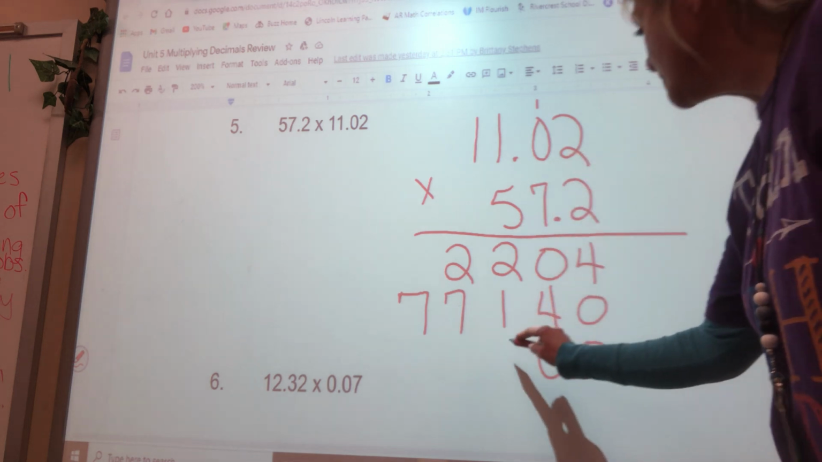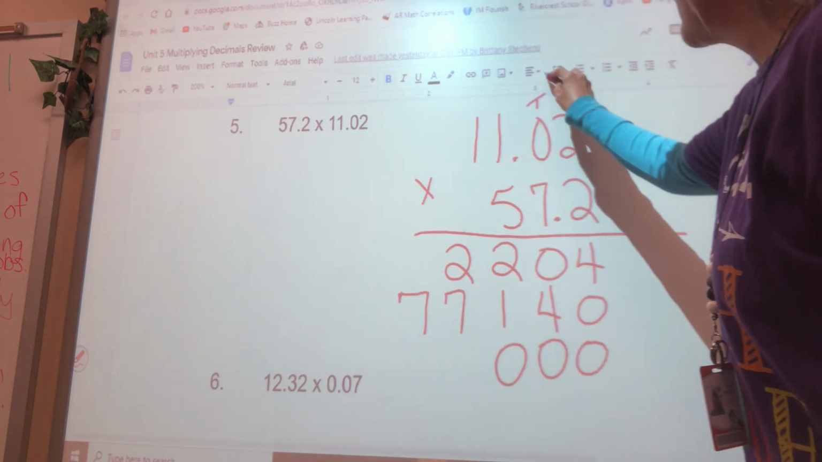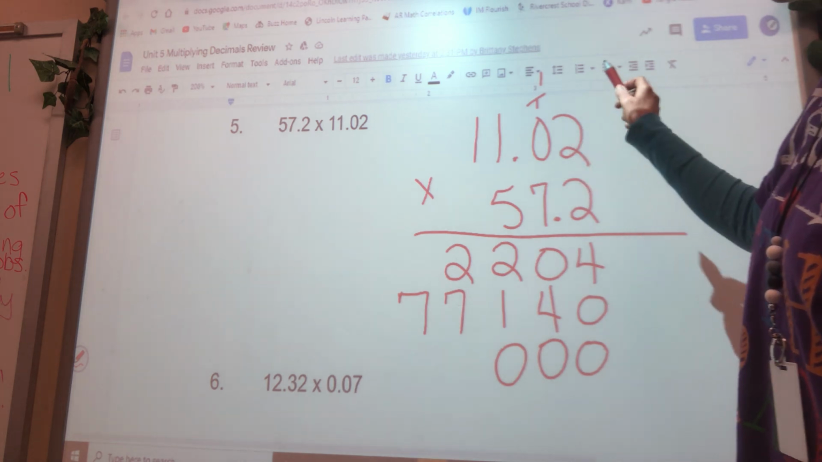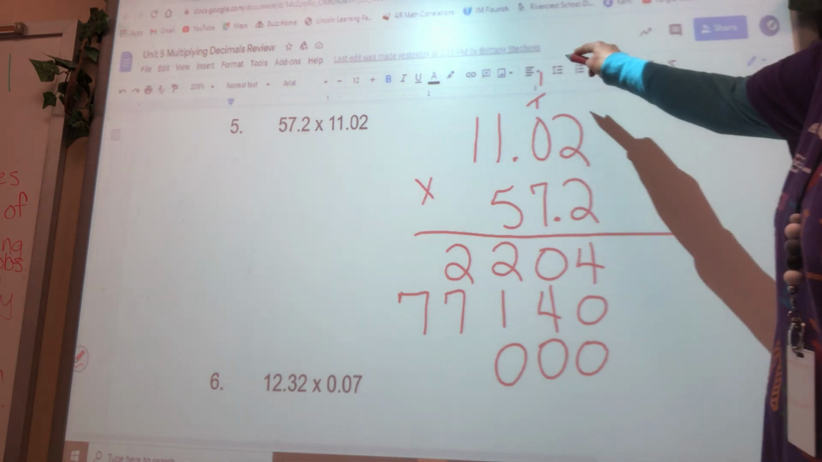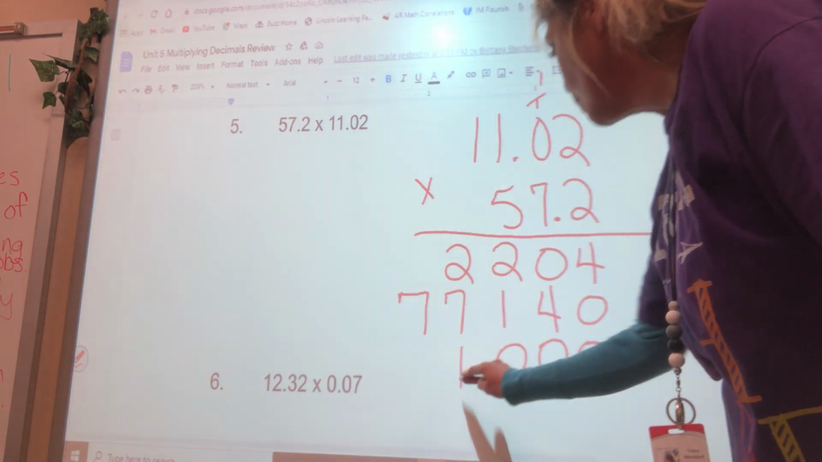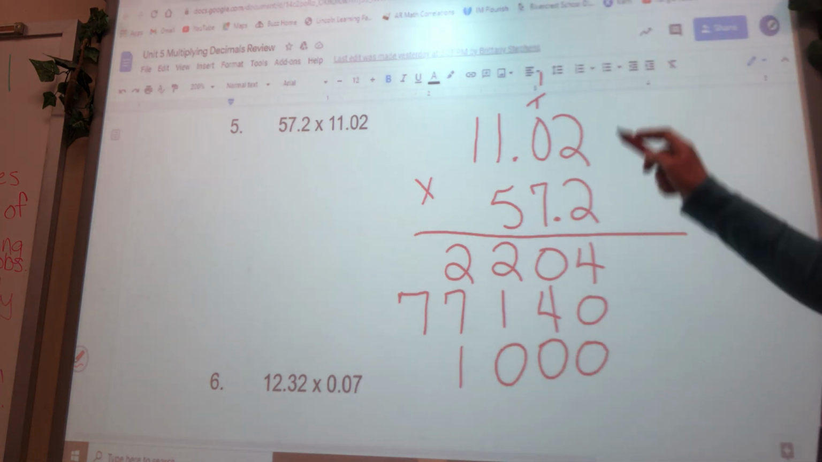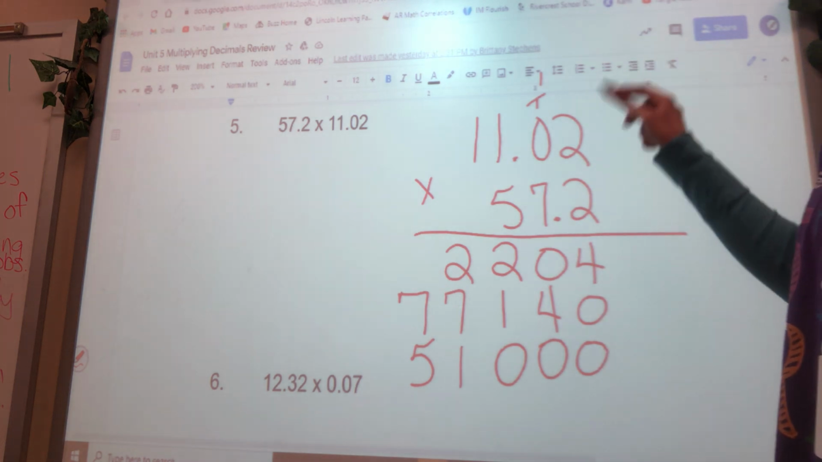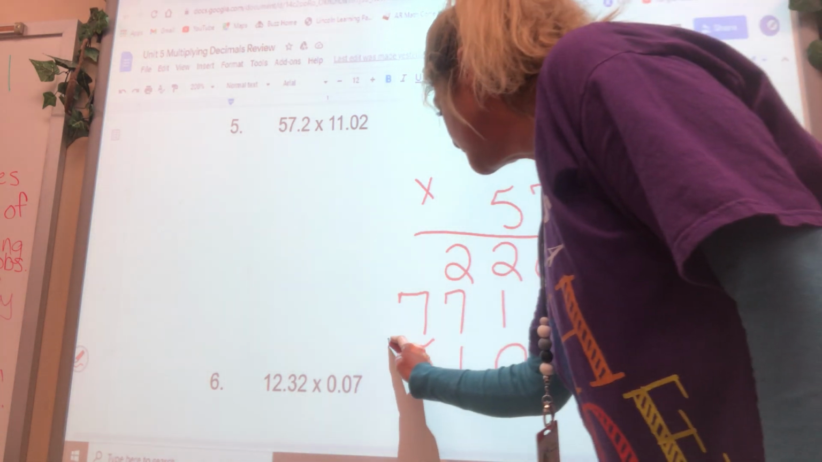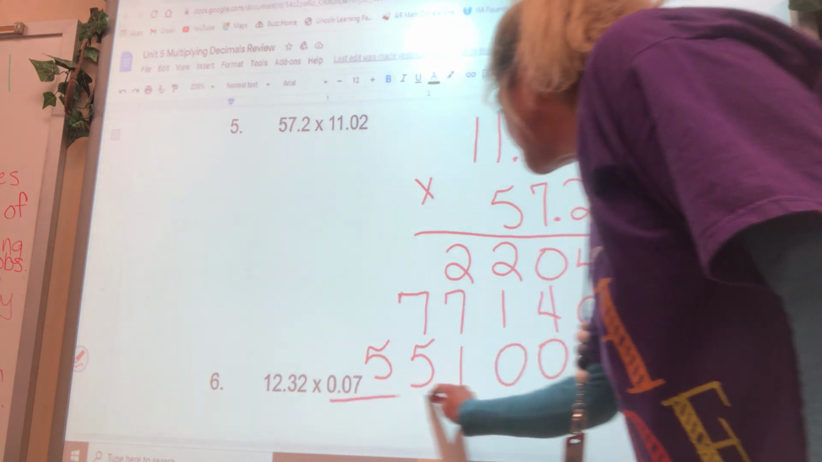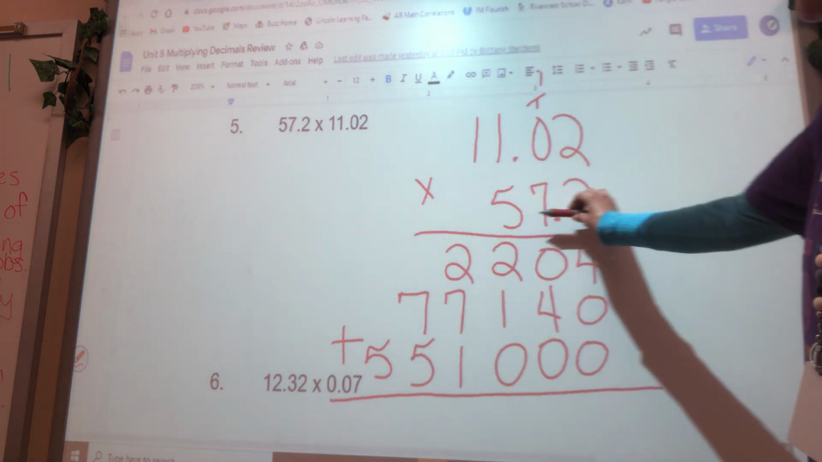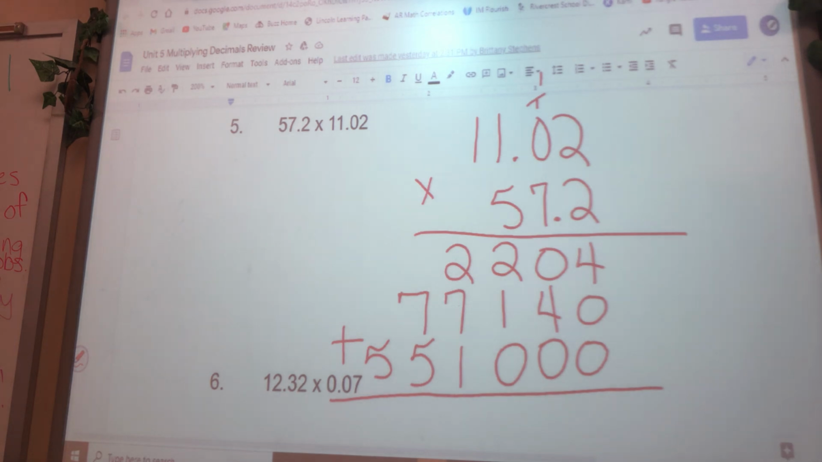5 times 2 is 10. Already used that one. Carry the 1. 5 times 0 is 0, plus the one that we carried is 1. 5 times 5 is 5. 5 times 1 is 5, and 5 times 1 is 5. Now we can add them all together. We have 3 rows because we were multiplying times 3 digits.